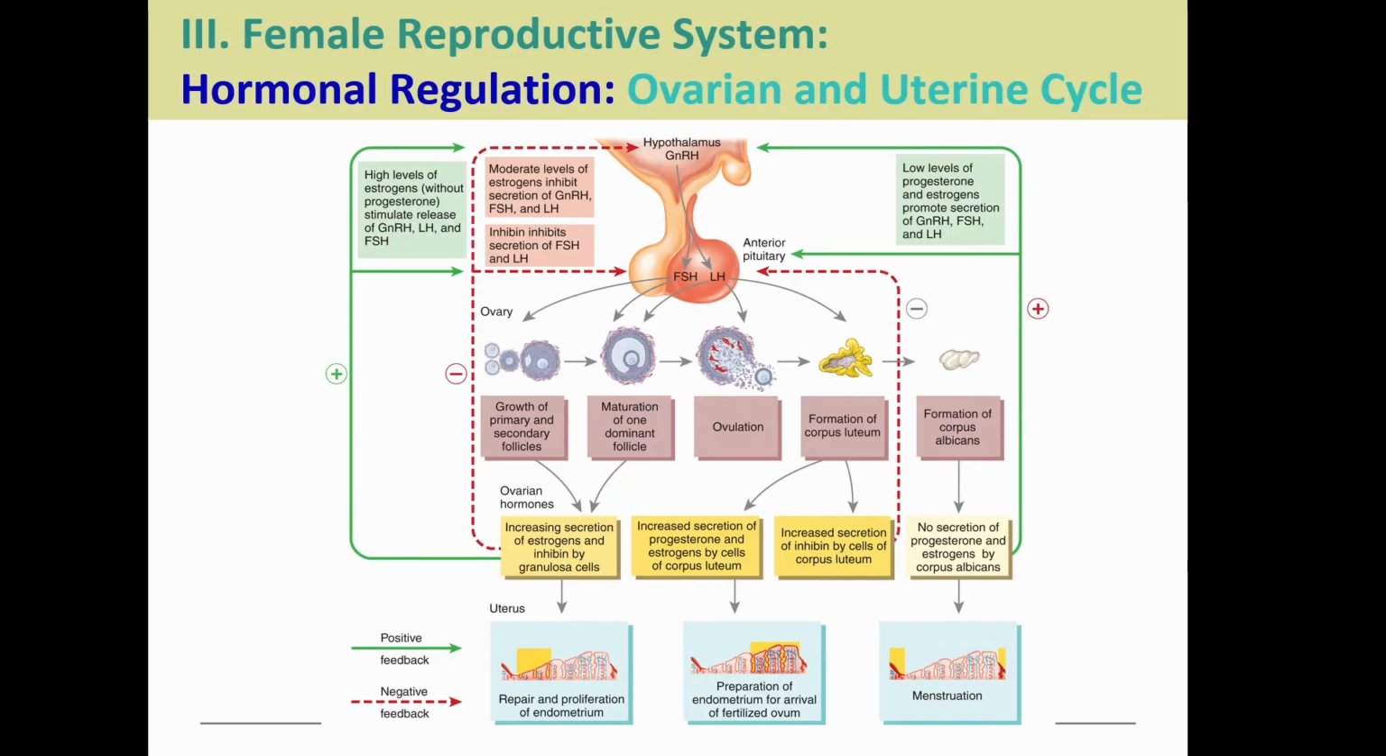And so this is just the overall regulation. Again, anything in the green solid lines is going to help promote. Anything in the red dashed lines is going to be negative feedback, is going to inhibit something or slow that process down. And so we see that the hypothalamus is going to stimulate the anterior pituitary, which is going to stimulate all of these, to develop the follicle, to develop the corpus luteum. The estrogens and inhibin are going to inhibit the hypothalamus and anterior pituitary. The inhibin from the corpus luteum will inhibit the anterior pituitary.